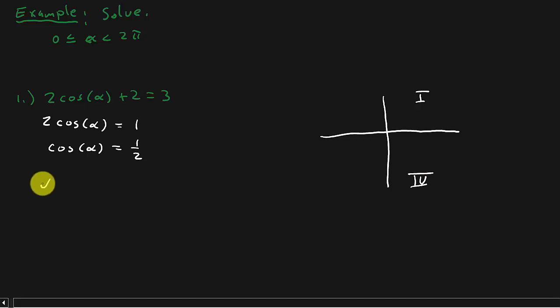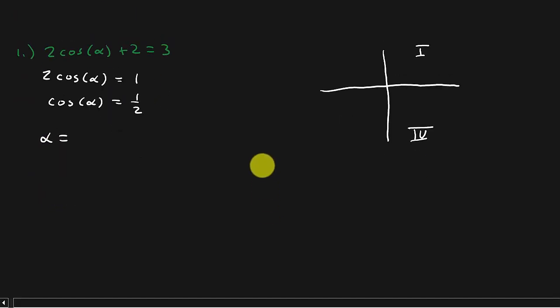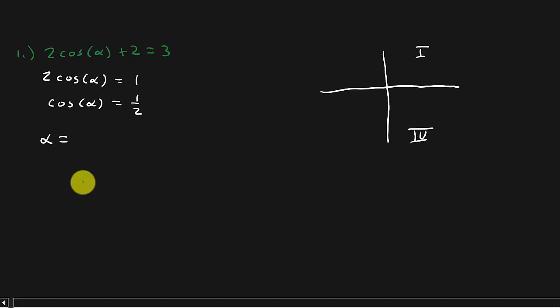All right, so let's get alpha. First quadrant, cosine of what is 1/2? Cosine of 60, which is what? Pi over 3 in radians. That's a 3. It may not look like it, but that's pi over 3. So that's our reference angle, but it's also a solution because one of our solutions is in the first quadrant. Now let's get our fourth quadrant solution.